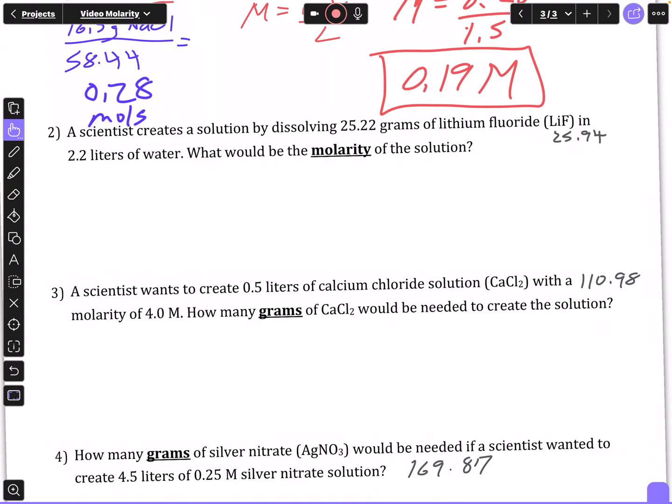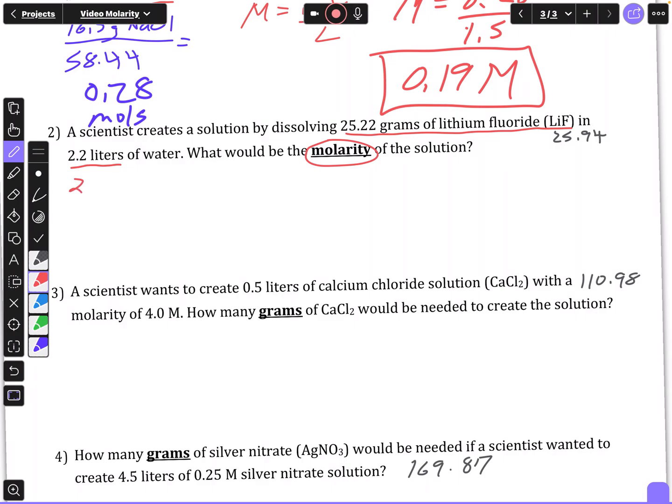A scientist creates a solution by dissolving 25.22 grams of lithium fluoride. It has to give me the formula because I've got to know what molar mass to calculate. And then it gives me 2.2 liters of water. What would the molarity be? All right, so I'm starting off. I've got grams. I need to convert to moles.